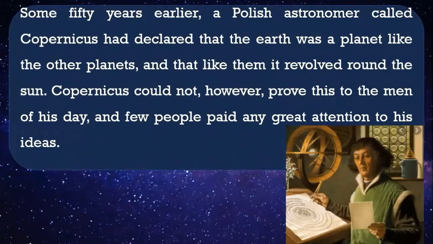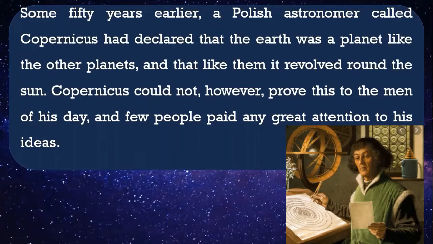Next, who's this person? It's Copernicus. Okay, so some 50 years earlier, a Polish astronomer called Copernicus had declared that the Earth was a planet like other planets, and that, like them, it revolved around the sun. Copernicus could not, however, prove this to the men of his day, and few people paid any great attention to his ideas.